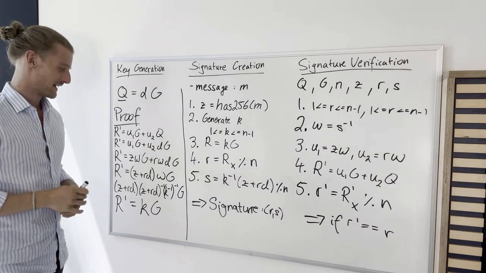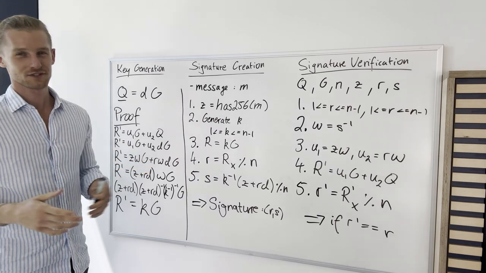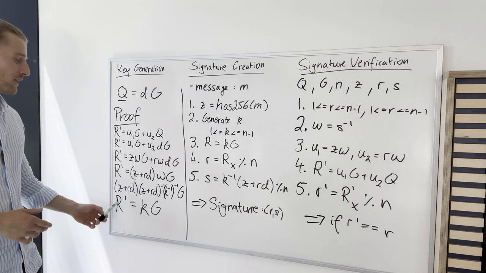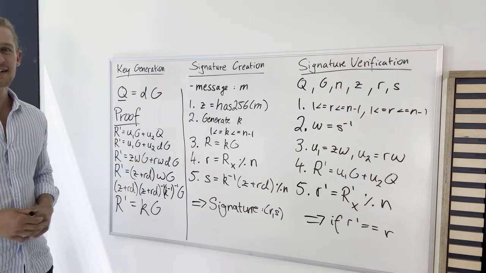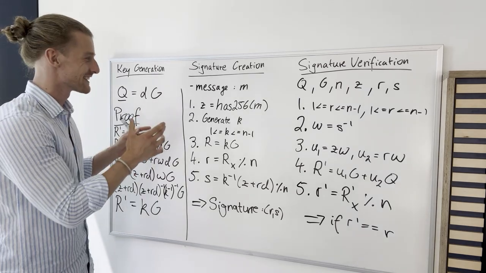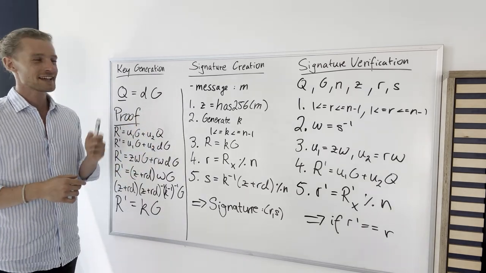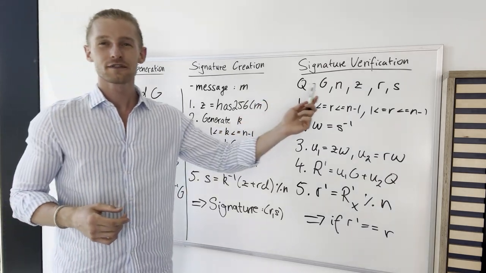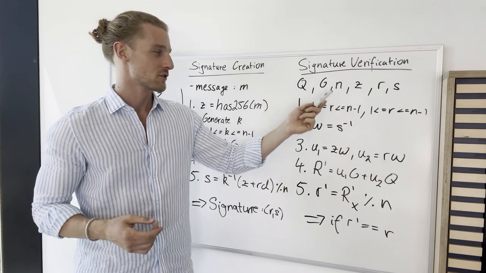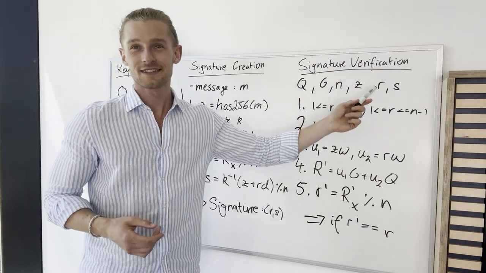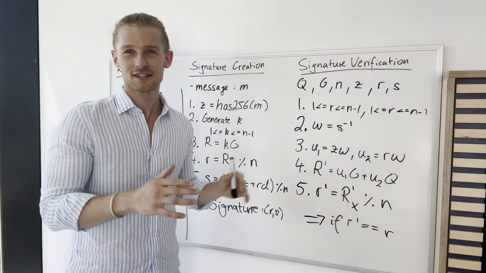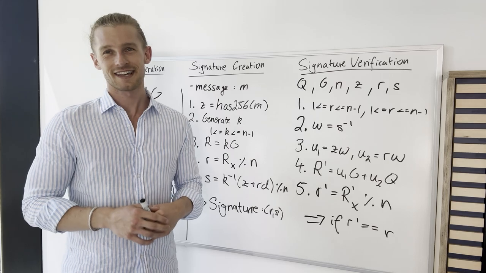And this proves that all of this has been constructed in a way where we recreate this point R that we created here without knowing K or D. So we've created a signature using this private key that we can validate using all of these available data points here: the public key, generator point, the message hash, and the signature components R and S, in a way that never reveals the private key or the secret integer K.